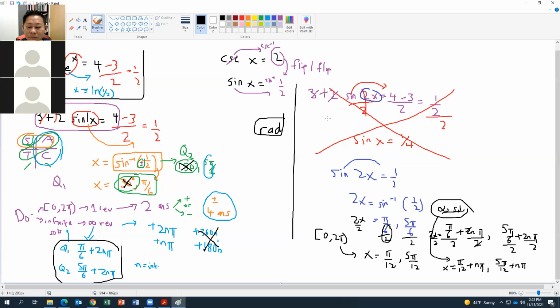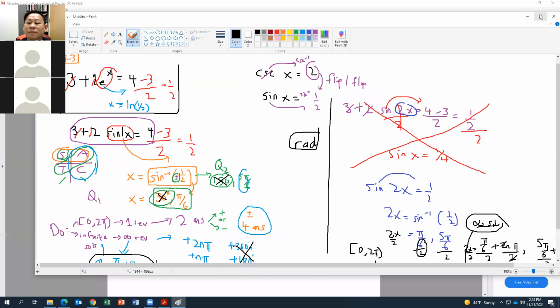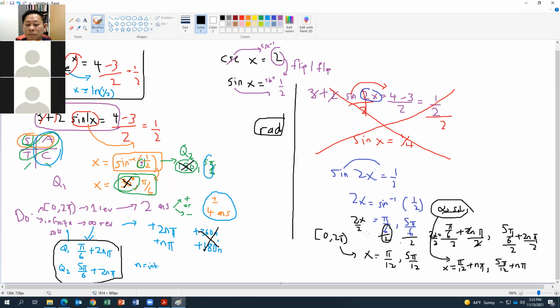Questions? Anyone? So the number we divide with is whatever is in front of x. Mm-hmm. Okay. So if it's a 3x, then you divide everything by 3.